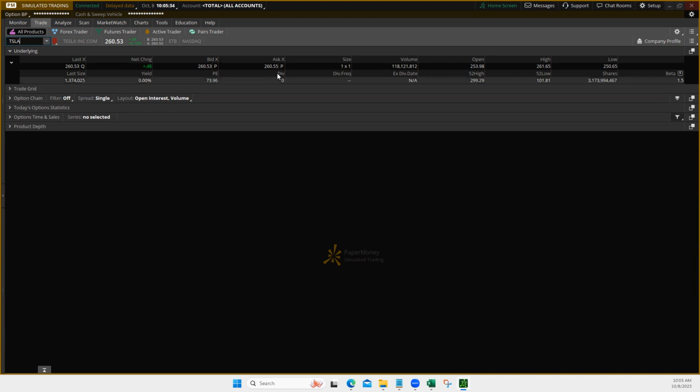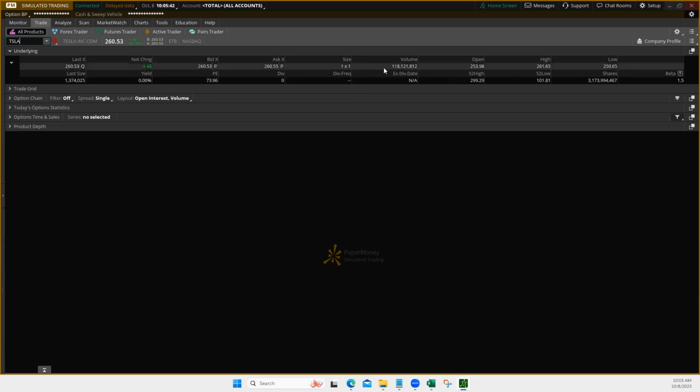Then you have information about the dividends. I don't think Tesla pays any dividends, so dividend is zero. The frequency of dividend payment is zero. And then ex-dividend date is the date on which if you held the shares of that stock, then you are eligible to get dividend.